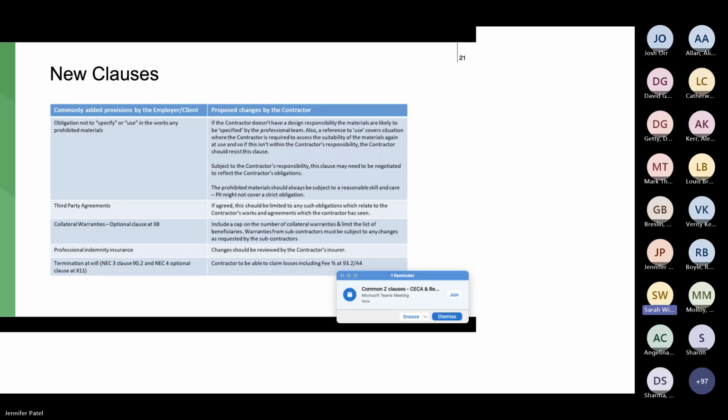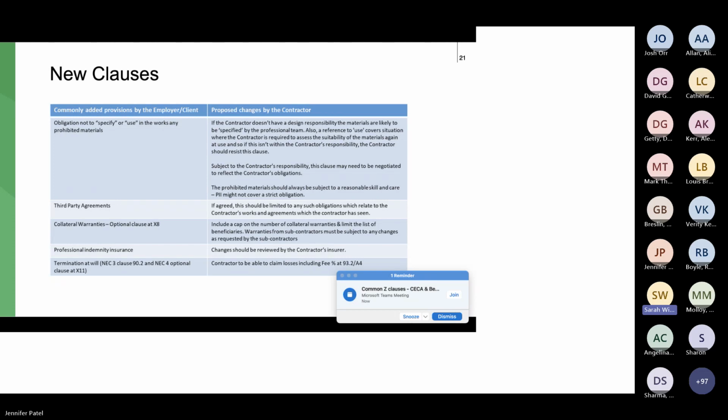Another obligation might be about third-party agreements. So these third-party agreements are typically agreements that the client has entered into with third parties. And the typical clause will say, firstly, so this is a Z clause that says the contractor has had sight of these agreements. Sometimes the contractor hasn't had sight of them, but the purpose of the clause saying it is so that the contractor cannot argue that they haven't had sight. So if you're going to sign up to this clause, you need to ask to see these agreements.